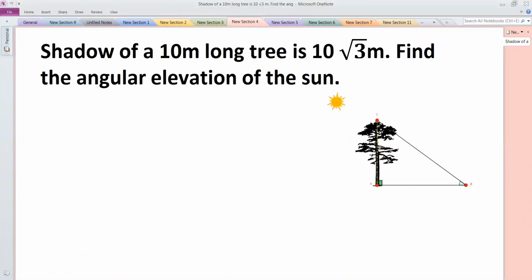Now, let us go to the problem. You can see a tree here. You can see the sun, which gives the shadow. The shadow of a 10-meter long tree is 10 root 3 meter. That means the shadow of the 10-meter long tree is 10 root 3. This is the shadow.